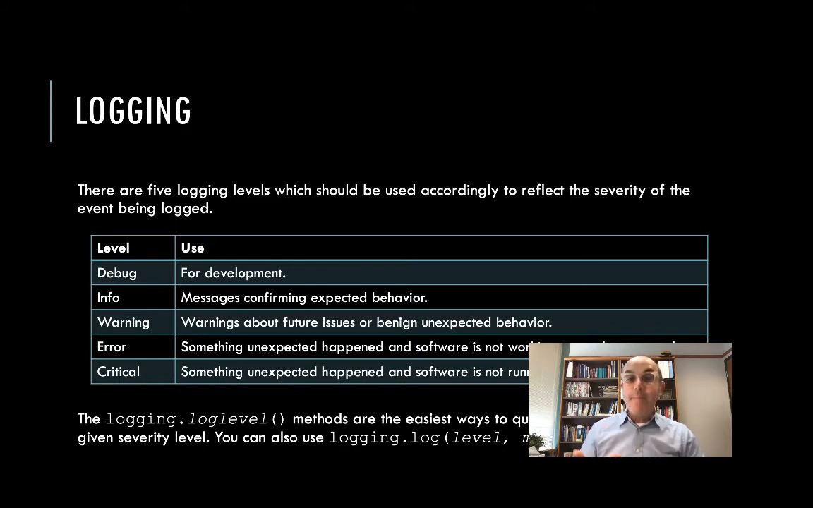We have debugging for development, info for messages that confirm expected behavior, and warning about a future issue or the beginning of unexpected behavior. Error results in a problem not only in your programming statement but also in the data itself, and sometimes in unexpected ways. And critical is when something unexpected happened and the software is not running anymore as a result. So you see the level of appreciation of the logging in that regard.